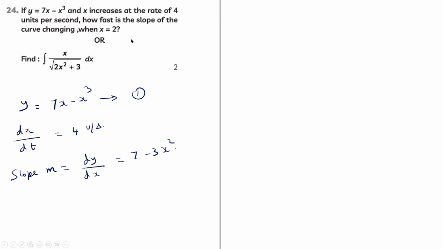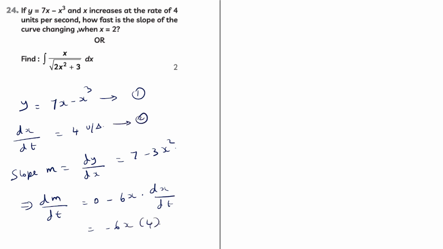Now we have to find how fast is this slope changing. This implies dm by dt is equal to, now we have to differentiate this with respect to t. 0 minus 6x into dx by dt. So this is minus 6x into dx by dt, which is given here as 4. So this implies dm by dt is equal to minus 24x.